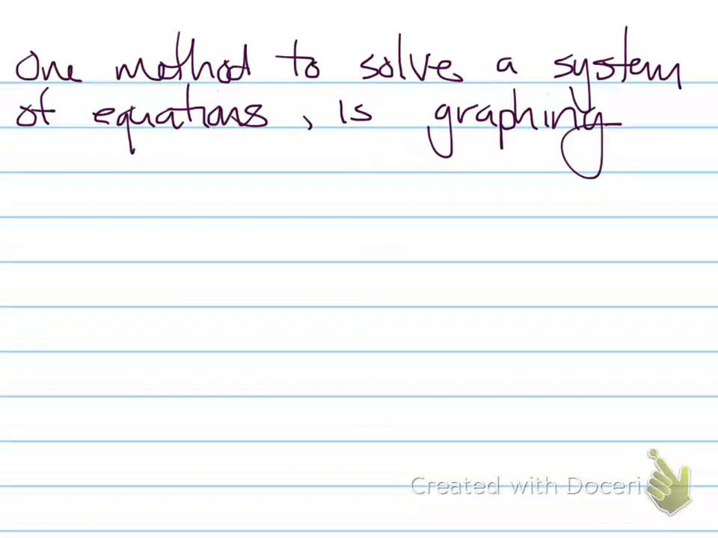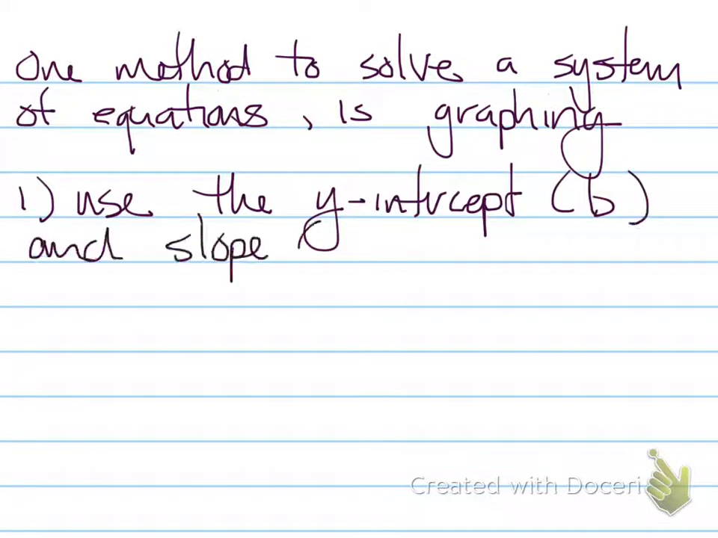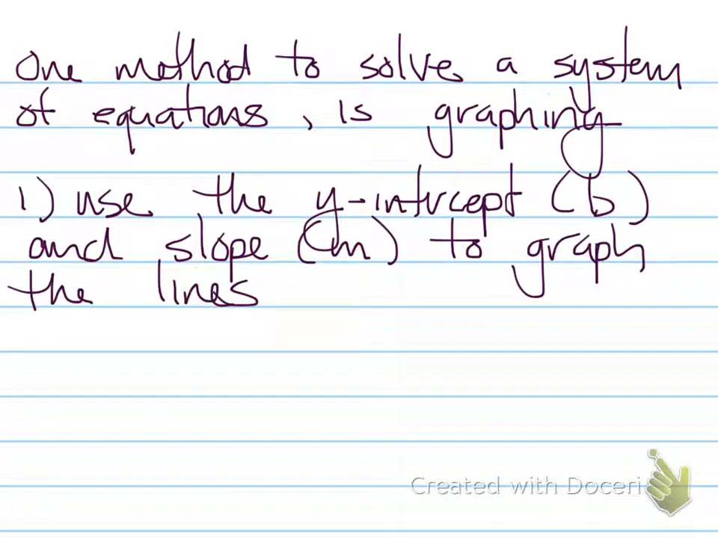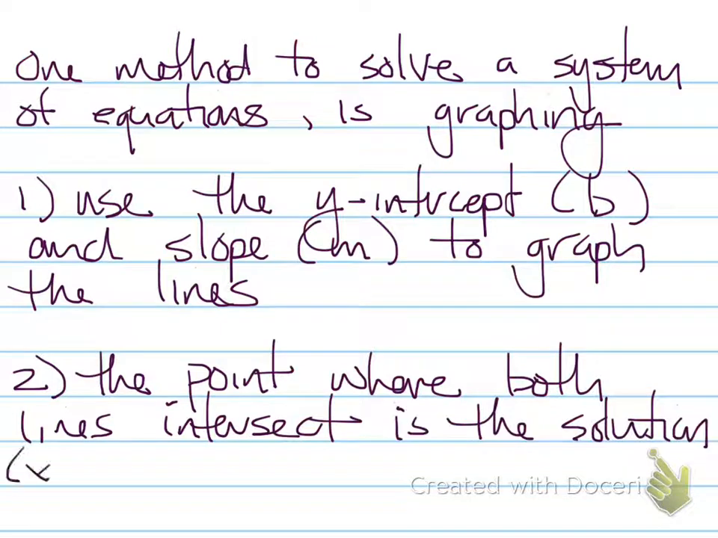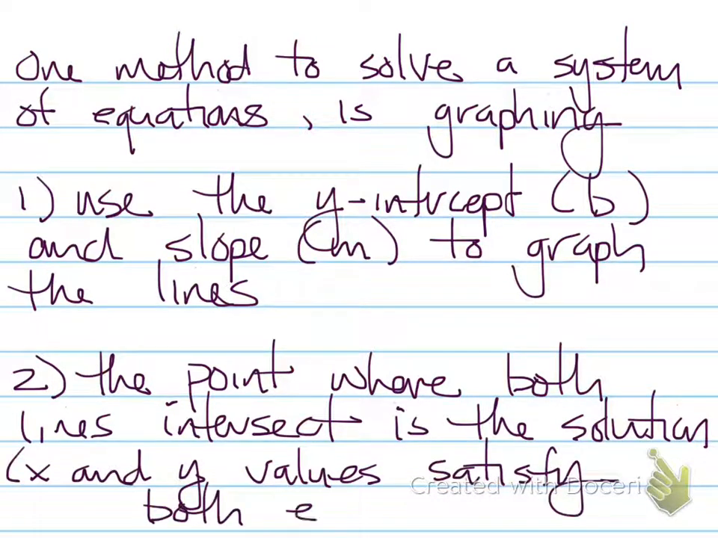One method for solving systems of equations is graphing. To solve the system of equations by graphing, you're going to first put the equation in a format that allows you to graph it, like slope-intercept form. Once you identify the slope and the y-intercept, you can use those to graph the line. And then once you have both lines graphed, the point where the lines intersect is the solution of your system.